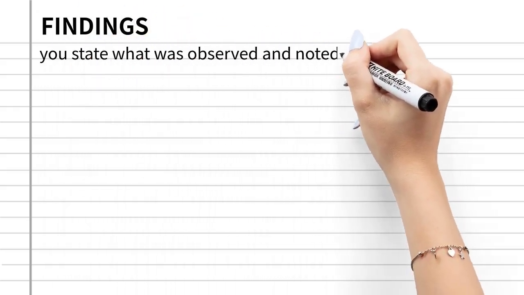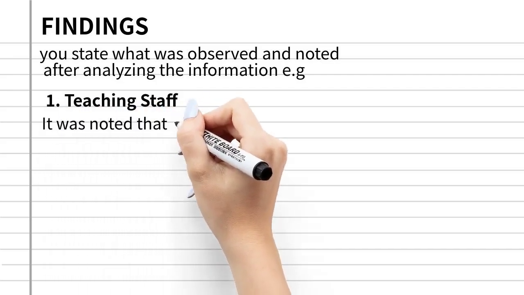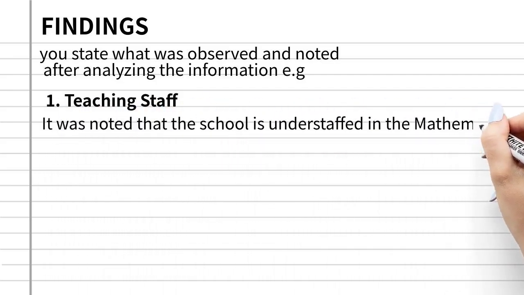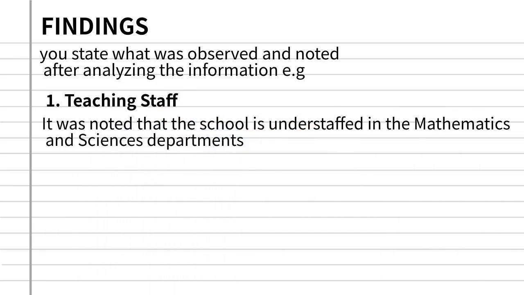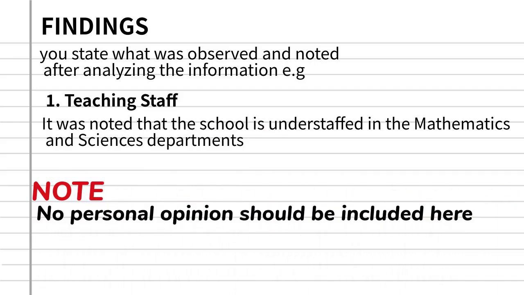After collecting your data, the next thing is to present your findings. So the next item is findings. Here you state what was observed and noted after analyzing the information. For example, the teaching staff. It was noted that the school is understaffed in mathematics and science department. Remember, no personal opinion should be included here.